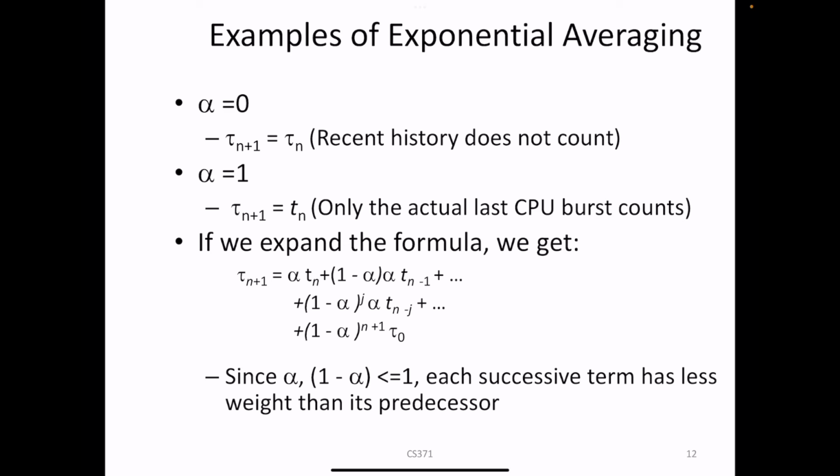Then let's briefly explain why it is called exponential average. If we expand the formula, we will get this. After we expand this formula, we can see that the weight of the historical record decreases exponentially, as alpha and 1 minus alpha are less than or equal to 1. Each successive term has less weight than its predecessors.